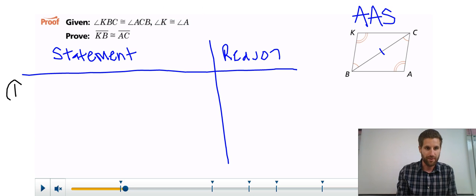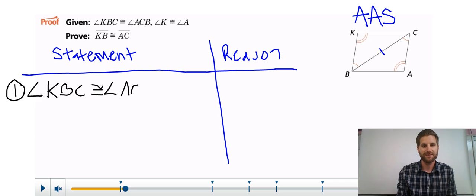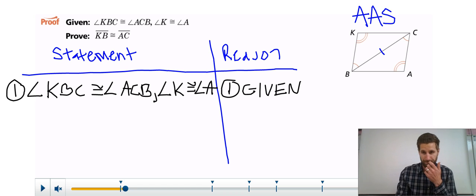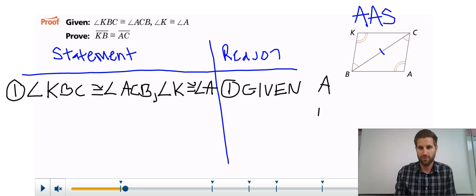So statement 1, we're going to go with our given. So angle KBC is congruent to angle ACB, and we know that angle K is congruent to angle A. And this was all for the reason of given. They told us, they said, hey, look, these are good. And so we're like, good. Okay. Off to the side, I always like to write down what we've already proved. Well, we proved an angle, and we proved an angle. Now I have to prove the side.